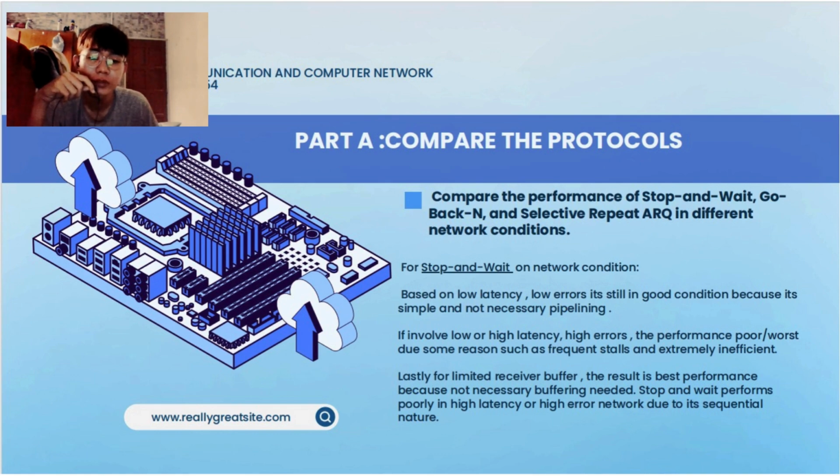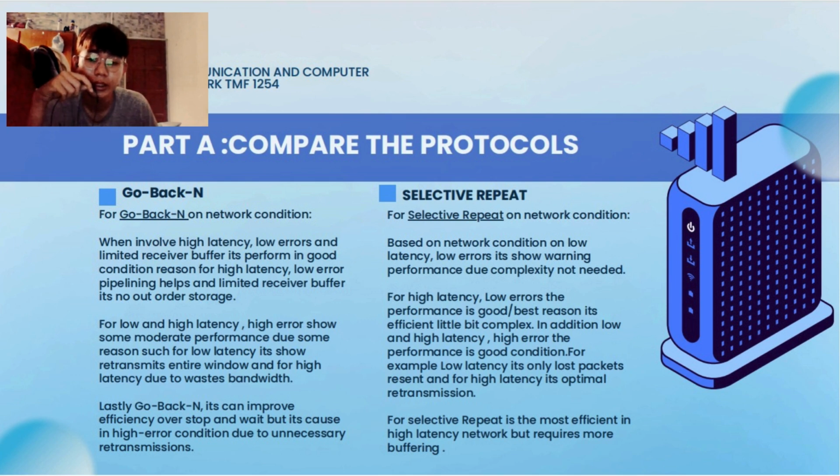For the comparison, first is stop and wait on network condition. For stop and wait, it involves low and high latency and high error, and the performance is poor or worse due to reasons such as frequent stalls and being extremely inefficient. For go back N, on low and high latency and high error, it shows moderate performance: for low latency it can freely transmit the entire window, and for high latency there is some wasted bandwidth. And lastly, for selective repeat, on low latency and low errors, it shows worse performance due to some complexity that is not needed.